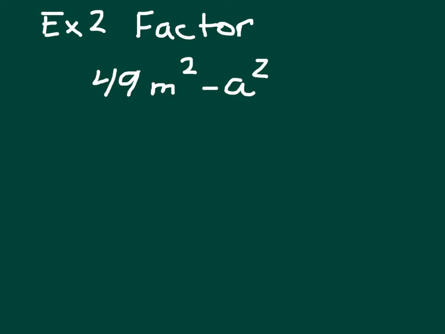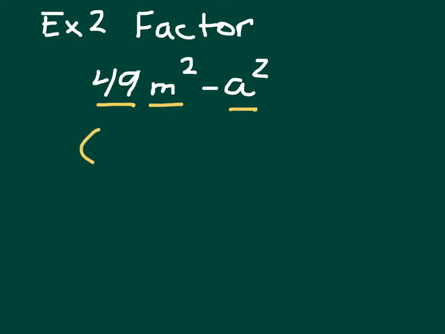Now, first of all, I have a binomial, and you should be saying, all right, this is really easy to factor if this binomial is the difference of two squares. Is it the difference of two squares? Is 49 a perfect square? Yes, 7 times 7. Is m squared a perfect square? Yes, because m times m. Is a squared a perfect square? Yes, a times a. So this is the difference of two perfect squares.